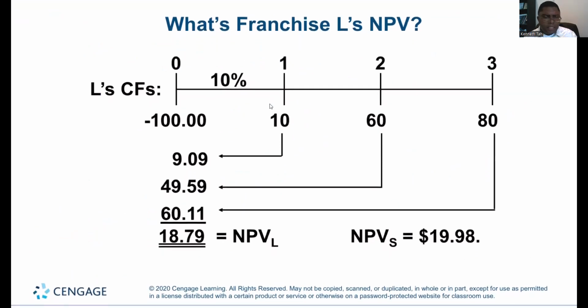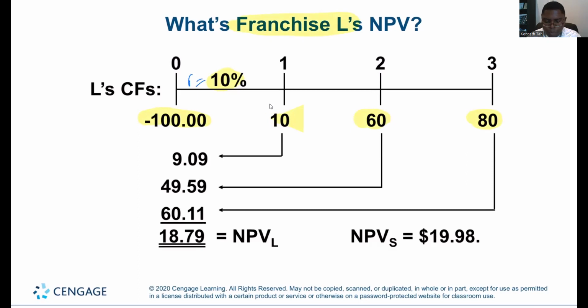So let's look at the first example, which is franchise L. As already discussed, this is the initial investment for franchise L. This is the first cash flow, this is the second cash flow, this is the third cash flow. It goes up to 3 years. This is the interest rate R. So here we have R, which is equivalent to 10%.